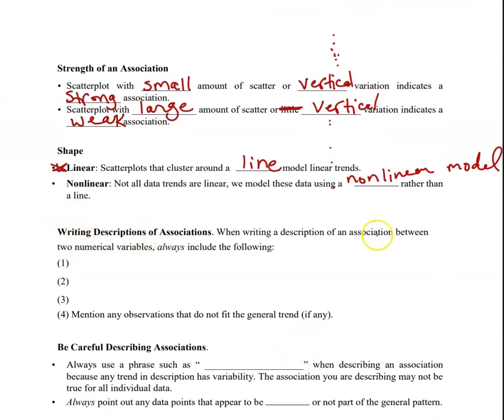So when you're writing the descriptions of these associations between the two numerical variables, these are the things you always want to follow. You always want to talk about the shape. You want to talk about the trend. This is kind of the order I'd go in. Start by deciding if it's linear or not, because if it's not linear, you don't proceed. It's either linear or it's not. The trend, whether it's positive or negative or no trend, and then finally the strength of that association. And then if you have any outliers, any observations that don't fit that general trend, you want to mention those in your description.